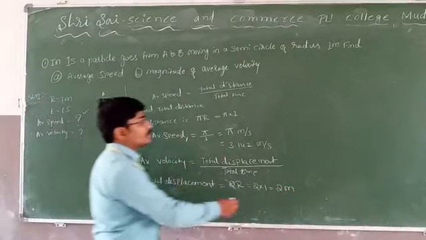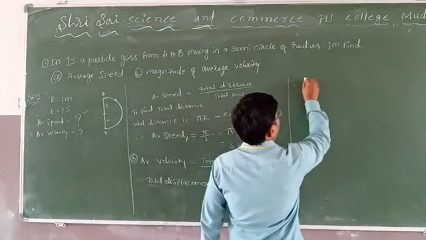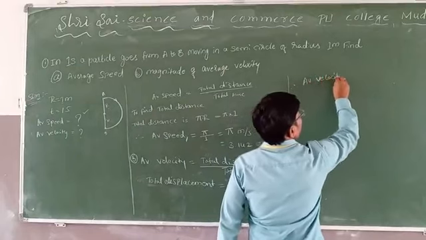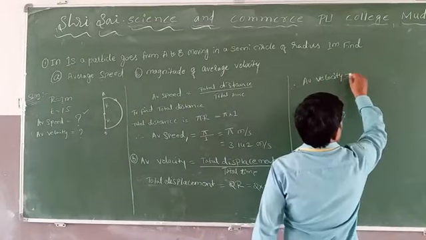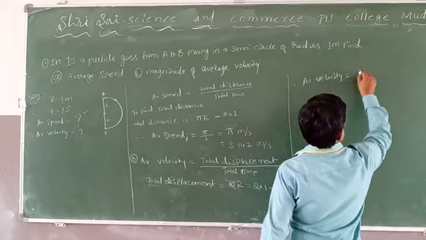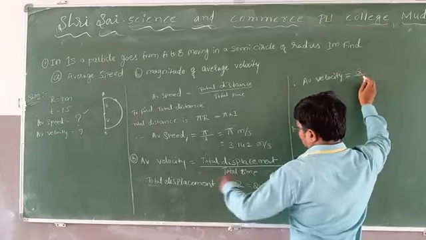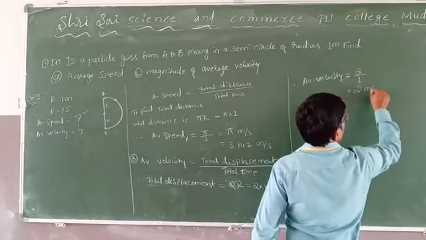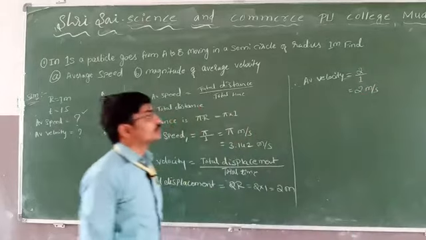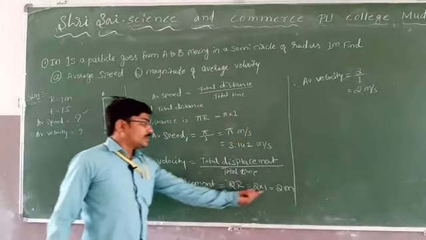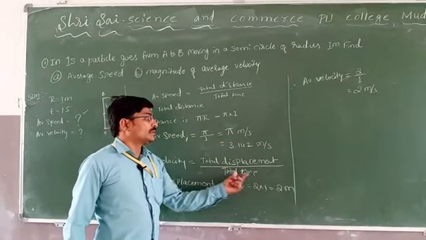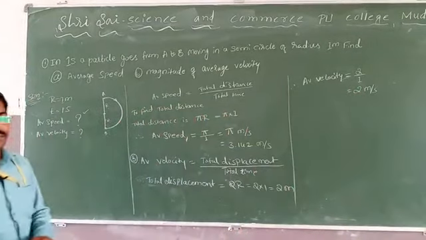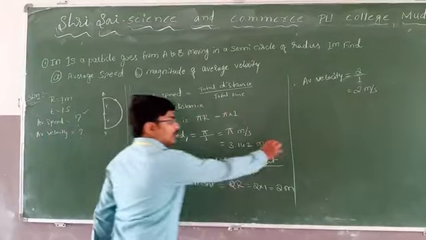Then what about the average velocity? Therefore, average velocity is equal to 2 divided by total time, 1. 2 meter per second. Total displacement is 2, total time is 1 second. 2 by 1 is equal to 2 meter per second. This is the first part, the average speed.